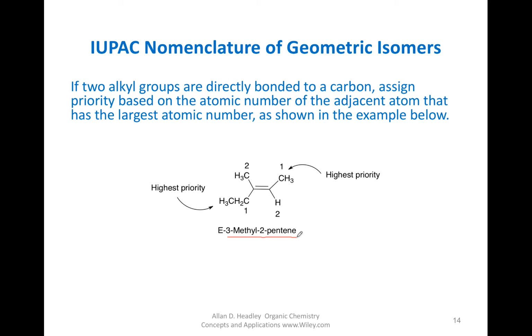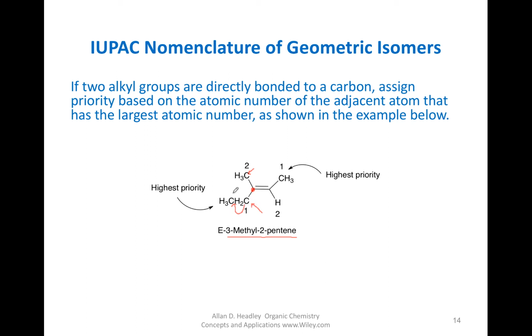So let's see if we can name this one as drawn. Notice you have to draw this so that you see the geometric isomer difference. So let's start with this carbon. This carbon is bonded to a carbon, and this carbon is bonded to a carbon. So we have a problem because both carbons will have the same atomic number. Whenever this happens, you go to the next atom and determine which has the highest priority.